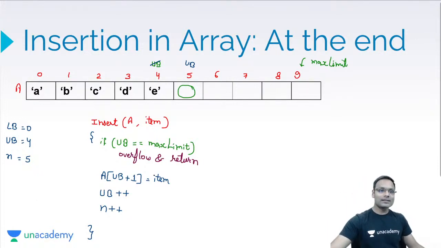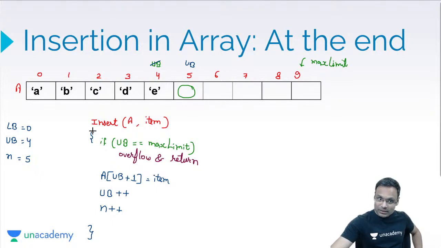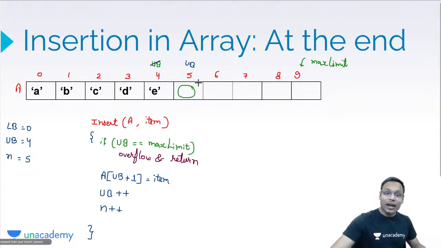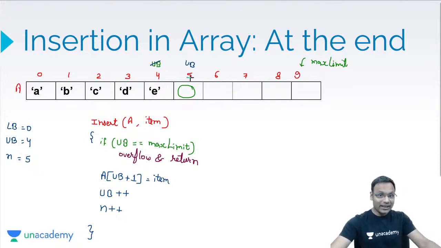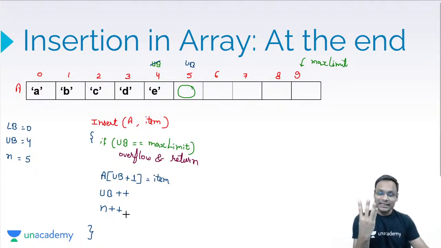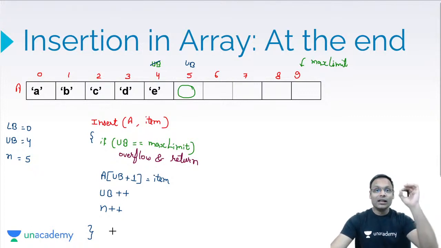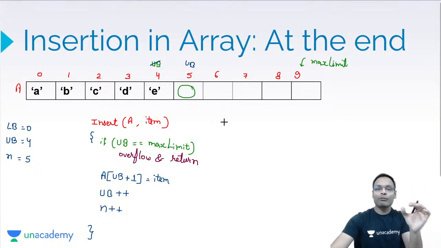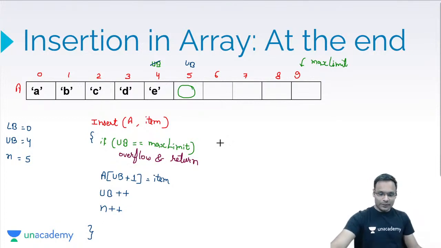What is the complexity? If I have 5 elements, then I'll have to run these 4 statements, and if I have 500 elements in the array and there is empty space, how many statements will I have to run? Still 4. In this case, the time complexity, the runtime complexity, is independent of the number of elements, and that is where we write the complexity as constant. What do we write? Constant.